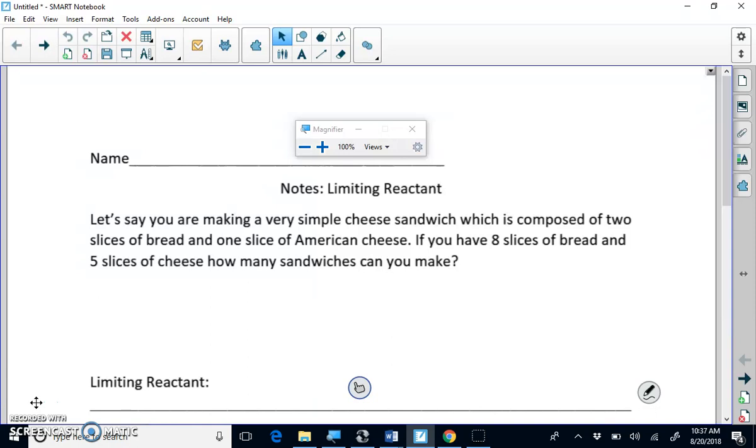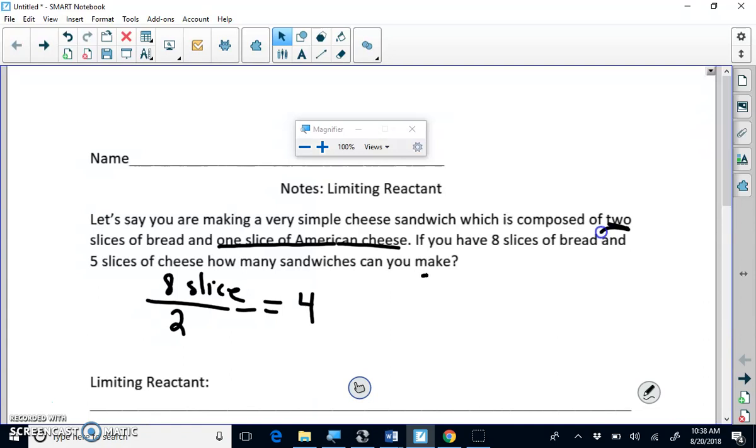If we read the little paragraph, let's say you're making a very simple cheese sandwich, which is composed of 2 slices of bread and 1 slice of American cheese. If you have 8 slices of bread and 5 slices of cheese, how many sandwiches can you make? Well, we have 8 slices of bread. I'm going to do this in a math way. It takes 2 of them to make a sandwich, so using the slices of bread, you can make 4 sandwiches.